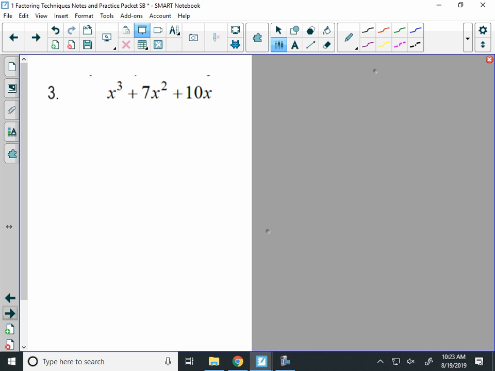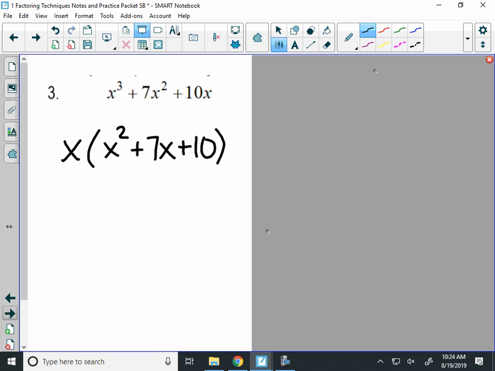x cubed plus 7x squared plus 10x. Oh, we haven't seen one like this, and I haven't asked you this question a lot yet. What do I have to do first? GCF. What do they have as a GCF? x. So I'm going to pull an x out in front. So this one is 2 factoring methods. I divide an x out, and what's left inside the parentheses when I get rid of that x? x squared plus 7x plus 10. So now I'm just factoring a trinomial.